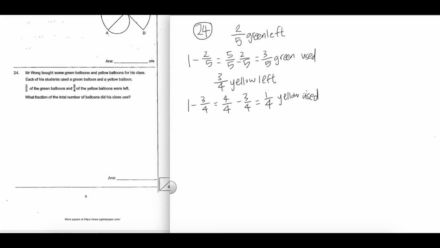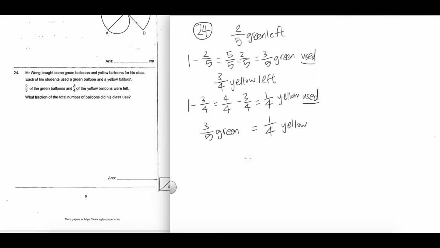Okay? So like what I said, the second sentence says that the number of green balloons used and the number of yellow balloons used are the same. So 3/5 green will be equals to 1/4 yellow. Okay, because it's the same.